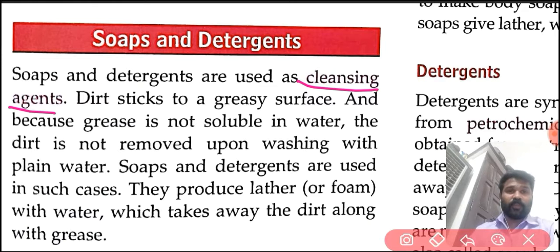In this case, soaps and detergents are very useful. The importance of soaps and detergents comes in here. Soaps produce lather or foam with water, which takes away the dirt along with the grease. That's why we use soaps to clean the body or clothes.